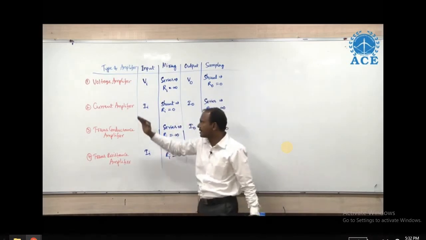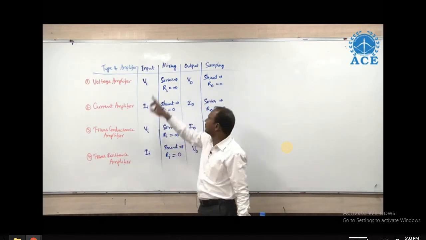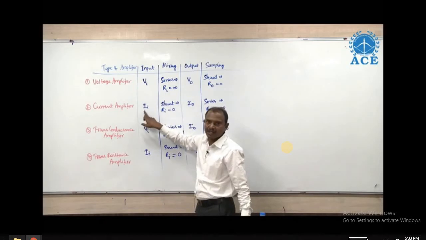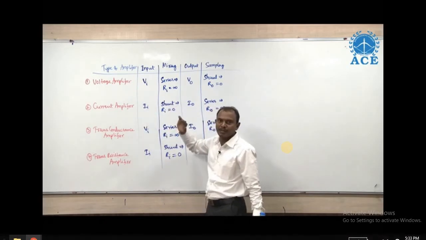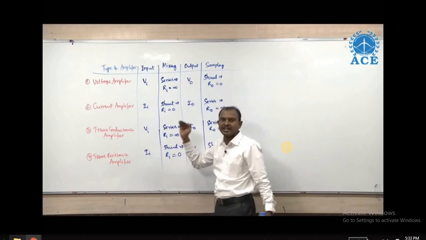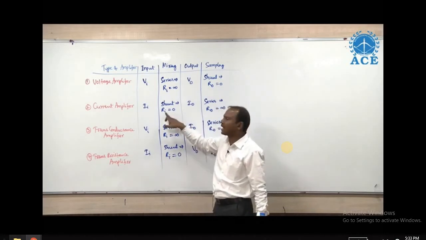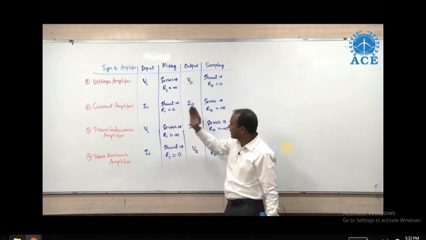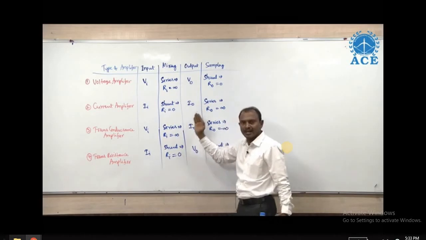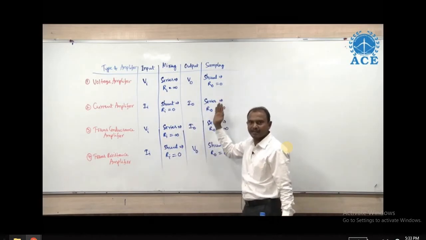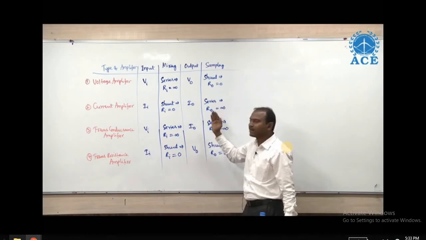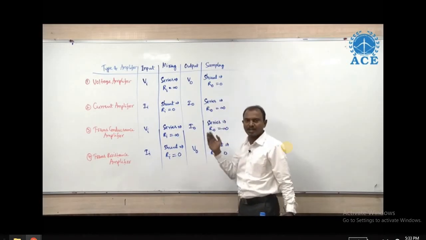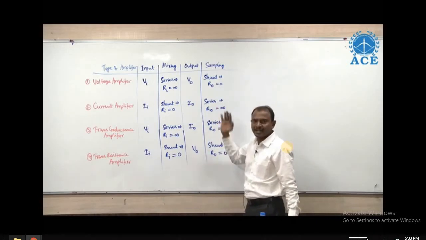Then consider current amplifier. In a current amplifier, input signal is current. Therefore, shunt mixing is to be implemented. So shunt mixing will decrease the input resistance. Ideally, Ri will be 0 in this case. In the same current amplifier, output is current. If output is current, series sampling is to be implemented. Series sampling always increases the output resistance. So ideally, R0 can be considered as infinite.